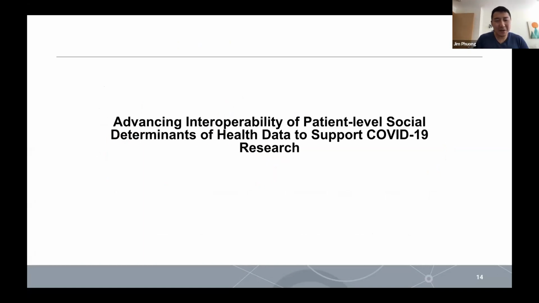Okay, anyways, so now I'm going to go into the second paper. My keyword for this one is the indirect route, in which electronic health record capture of patient level social determinants can go through multiple common data models and then eventually reach OMOP.